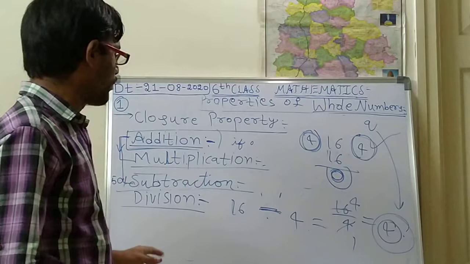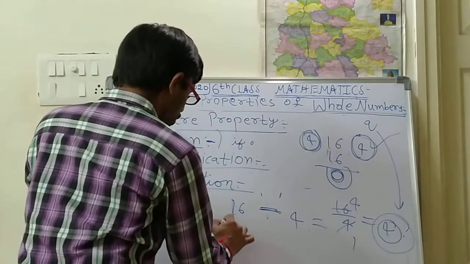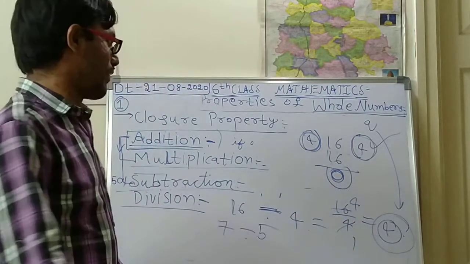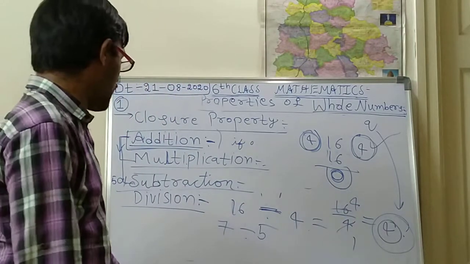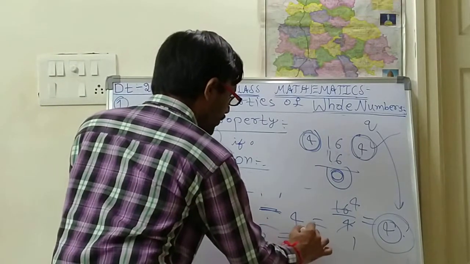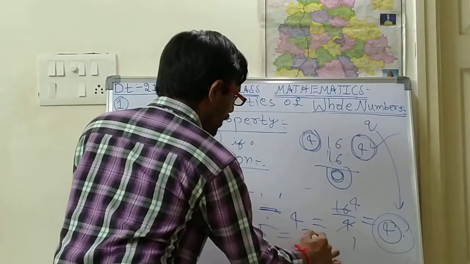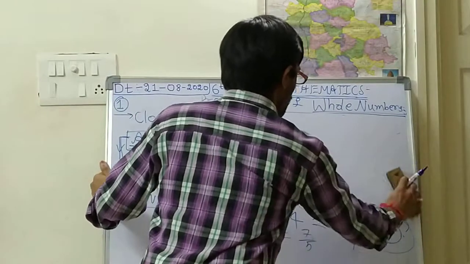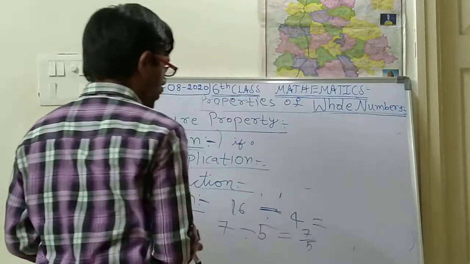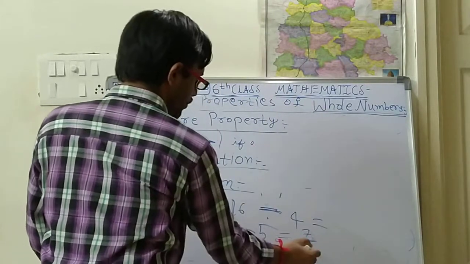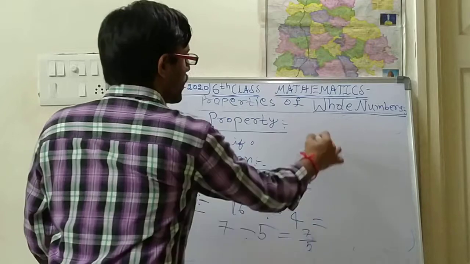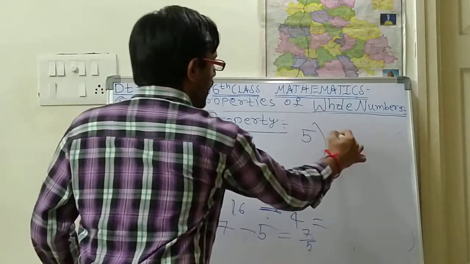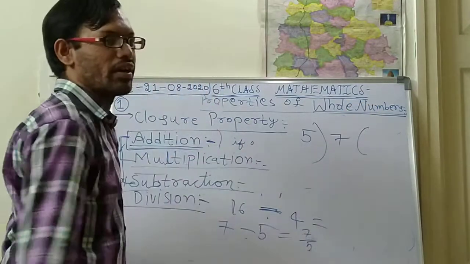We got it. Okay. Next, one more number I am taking: 7 divided by 5. So what is 7 divided by 5? That means 7 by 5 you have to take. How do you take it? See, 5 is the denominator. That means the denominator you should write as the divisor, and the numerator you should write as the dividend.